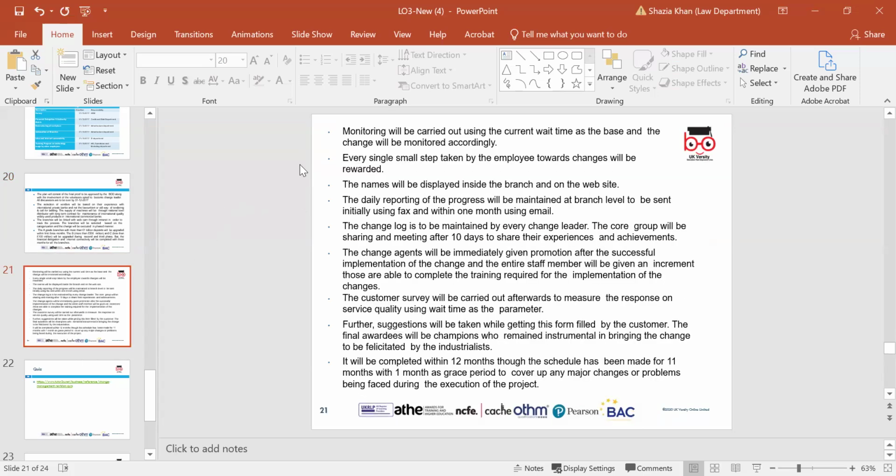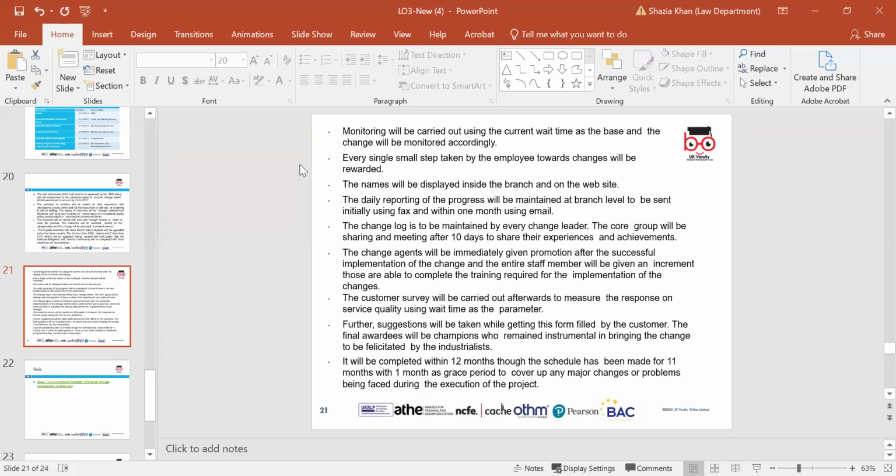There will also be monitoring carried out using the current wait time as the base, and the change will be monitored accordingly. Every single small step taken by the employee towards changes will be rewarded. The names will be displayed inside the branch and on the website.